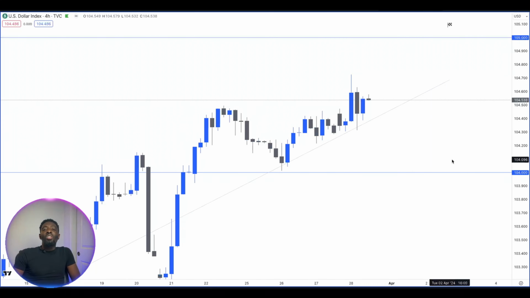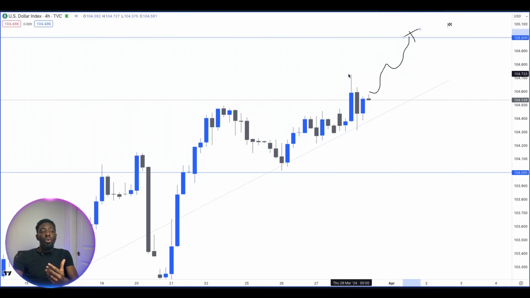Now this is where it gets interesting when you do the weekly focus. So the first thing is, I have a bias, and the bias is to see prices move to the upside, say to 105, or take out these highs. And how is price going to get to this point?